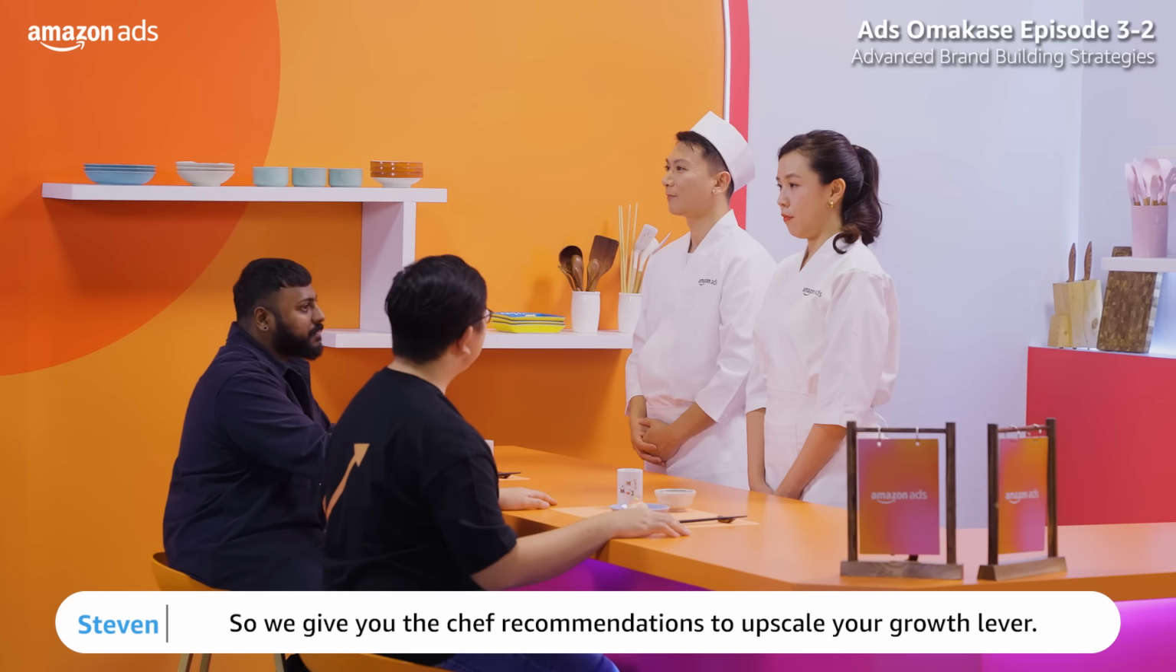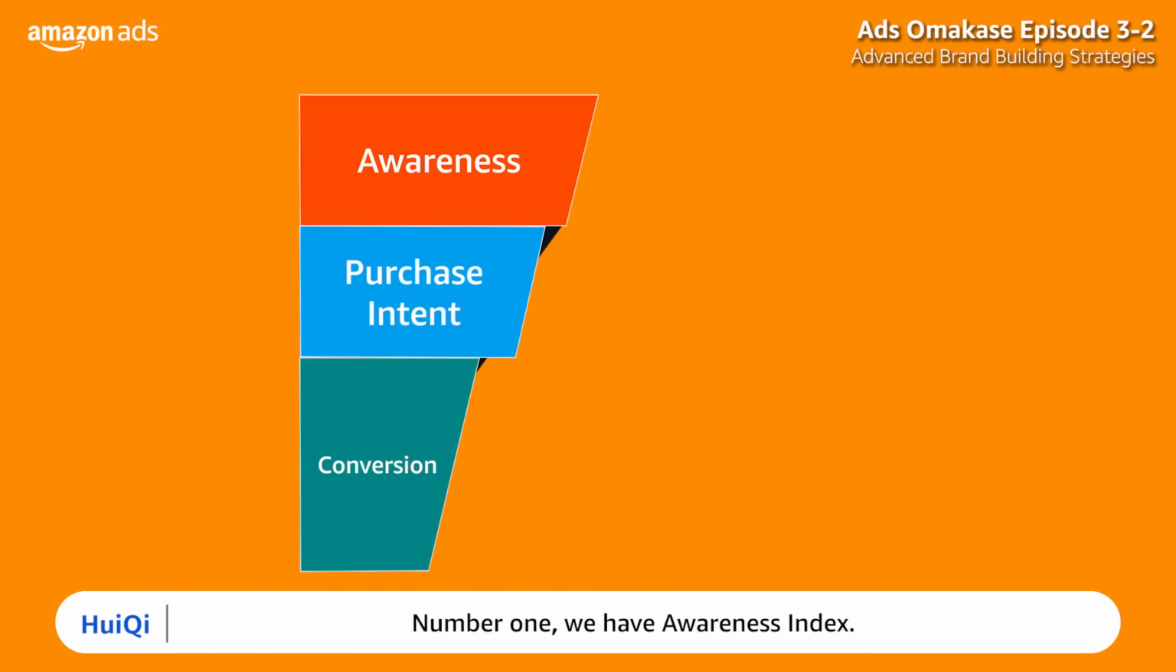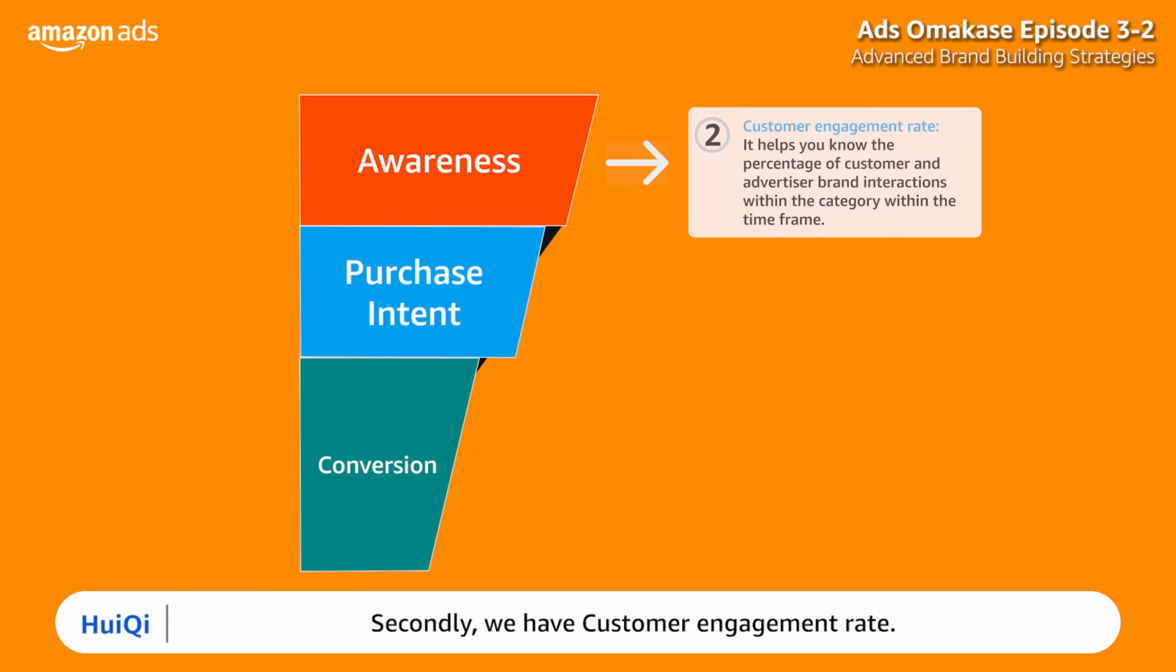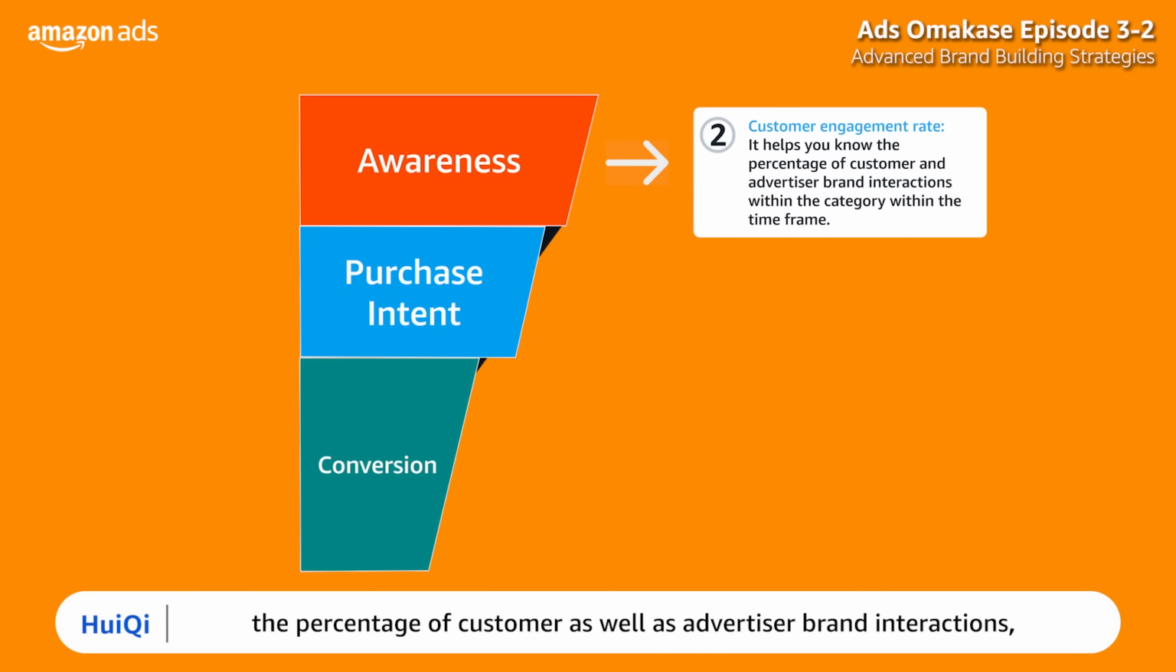You will actually see the below metrics. Number 1, we have awareness index. It actually helps to understand our advertisers' awareness of brands as well as compared to their peers within the awareness percentage. Secondly, we have customer engagement rate. It actually helps you to know the percentage of customer as well as advertiser brand interactions within the category, within the time frame that we're looking at.